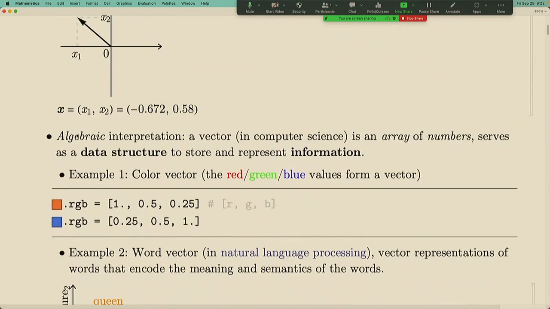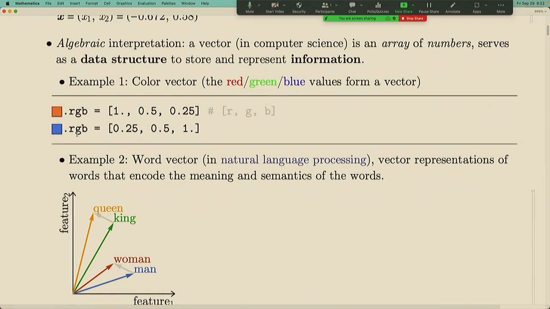There's also another way to understand a vector, which is called the algebraic interpretation, which is the way that we understand vectors in computer science, not in physics. Okay, in computer science, a vector is just an array of numbers. It basically corresponds to a data structure, which is used to store and represent information. And it doesn't need to have this idea of either magnitude or direction, for example.